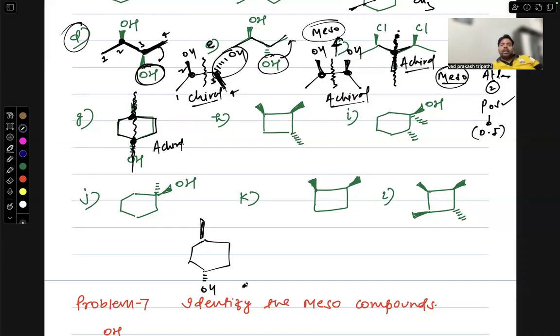Okay, let me know how many chiral centers here. Any chiral center? Chiral center means 4 different things. This is wedge methyl, dash H. This carbon has 2 different things. That's fine. But the left and right is exactly the same till the end. So no chiral center, and no chiral center means achiral. Make sense?